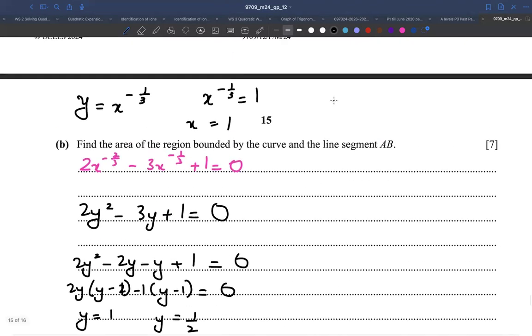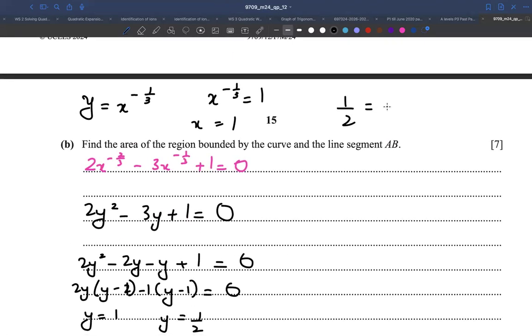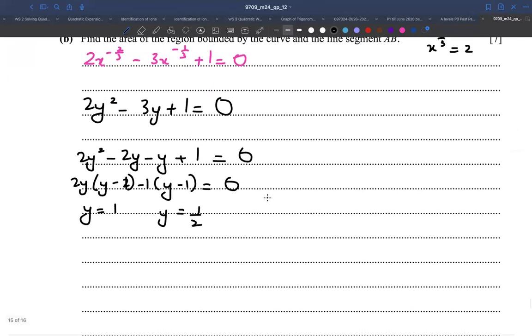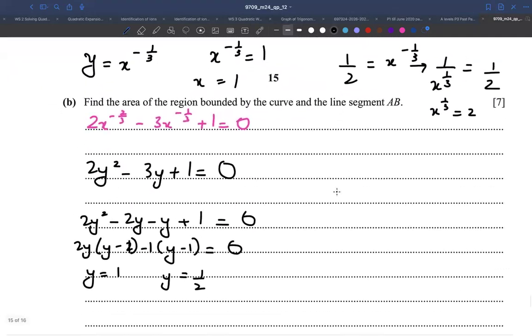And the other value of y is half. You can write it as 1 upon x to the power 1 upon 3 is equal to 1 upon 2. So x to the power 1 upon 3 is equal to 2. Cube both the sides, x is equal to 8. So the limits are 8 and 1.